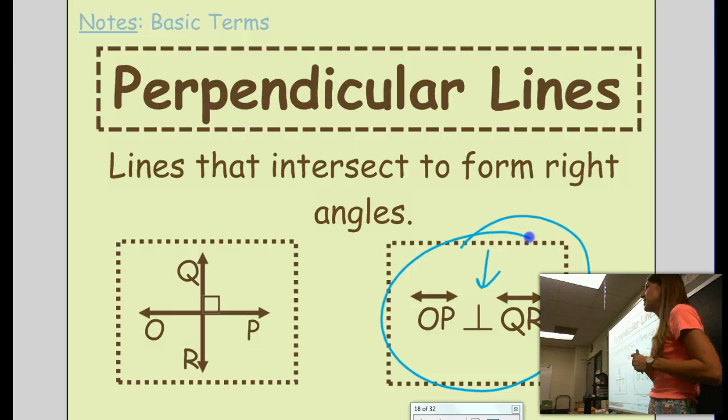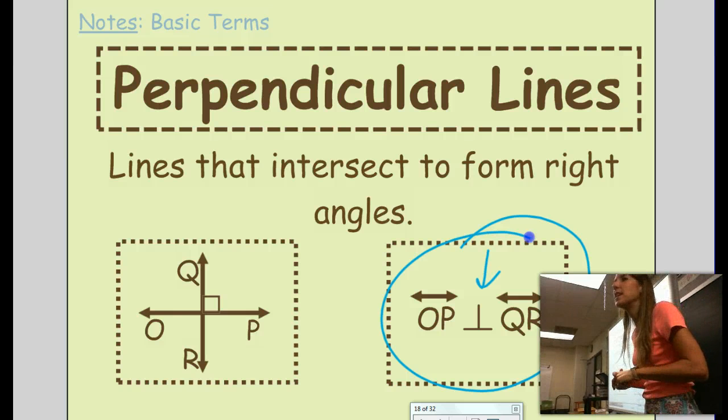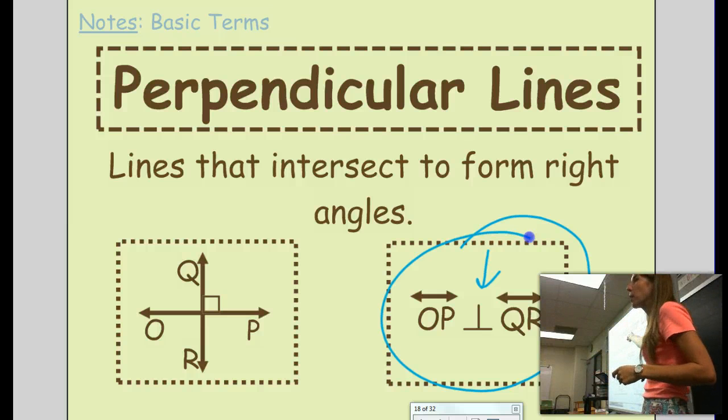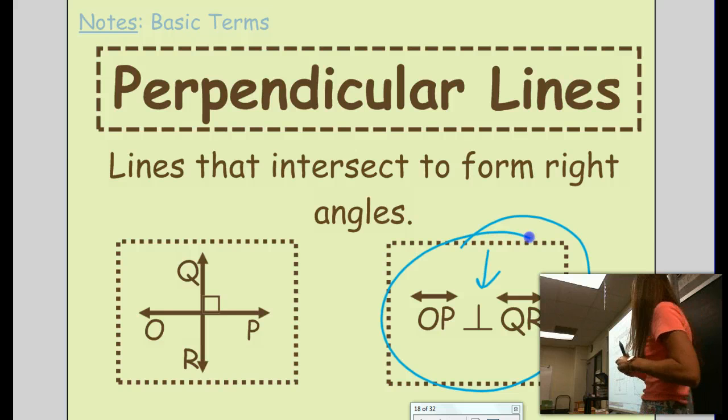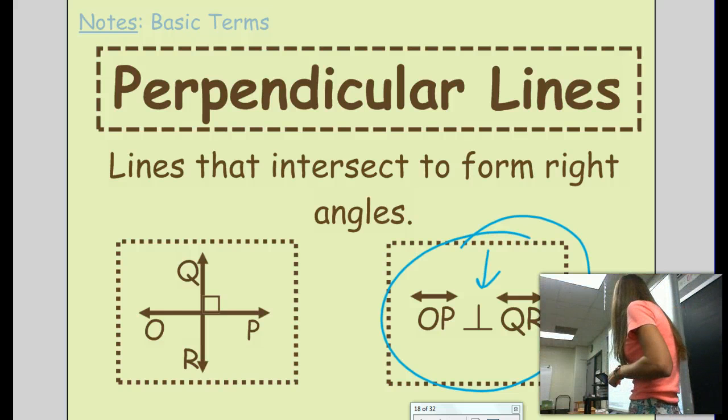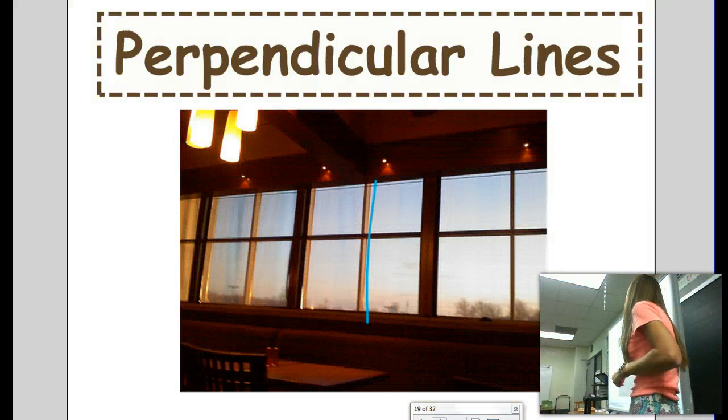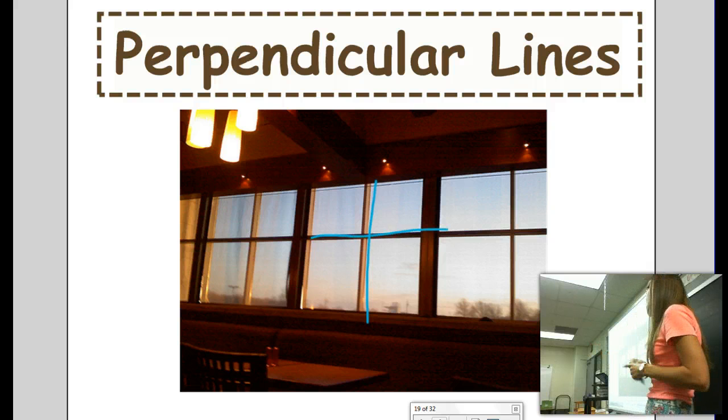Did you know that mathematicians are lazy? They don't want to write the word perpendicular. How many letters are in the word perpendicular? 13. They don't want to write 13 letters every time they want to say perpendicular. So instead, you just put an upside down letter T, and you don't have to write perpendicular ever again. Wow. Awesome. Another real world example, I just said the crossbars in a window, because you also see windows everywhere.